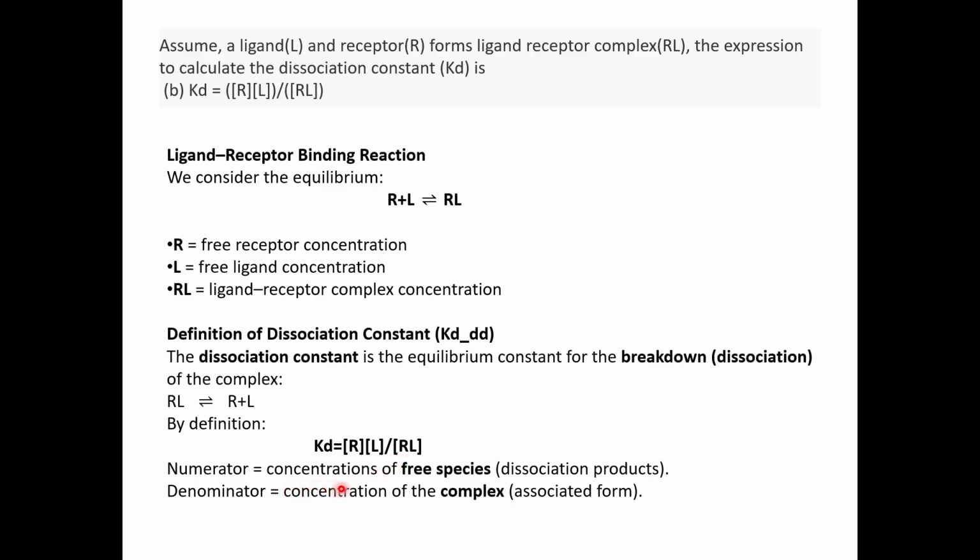So here, in the numerator, we have concentrations of the free species, that is the dissociation products. And in the denominator, we have the complex, which is the associated form. So it is basically the concentration of your dissociated forms divided by the associated form. It's a ratio between dissociated and associated forms in simple terms. So it is nothing but R times L divided by the concentration of the RL complex.